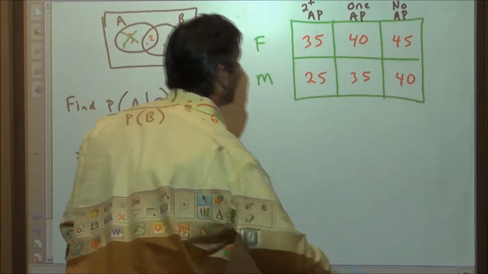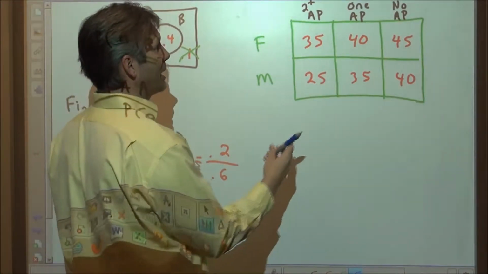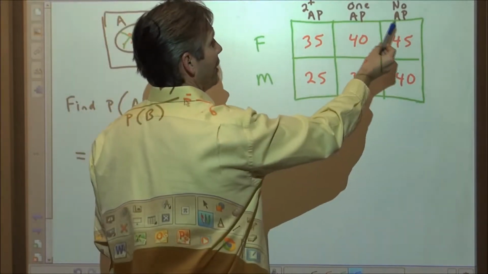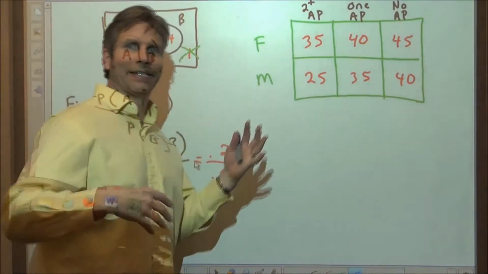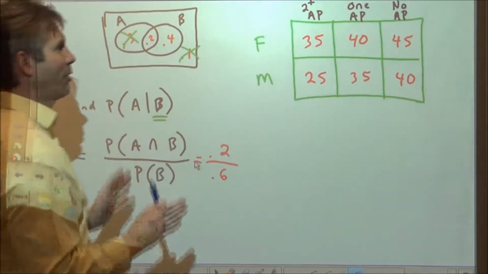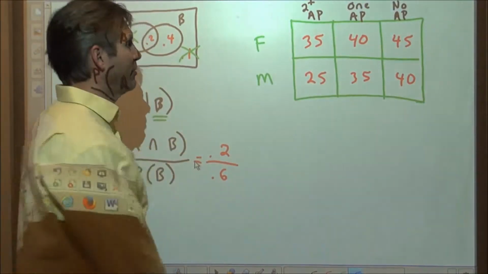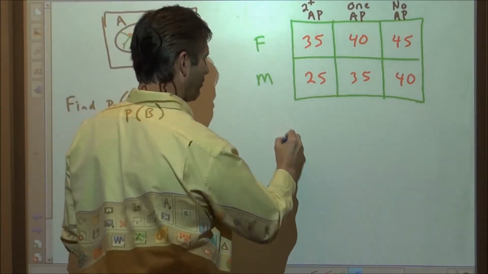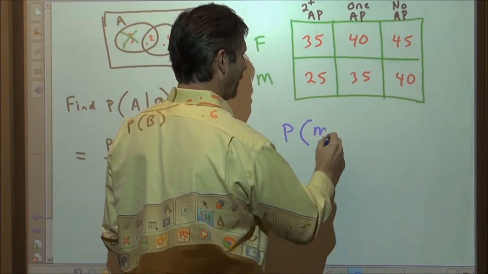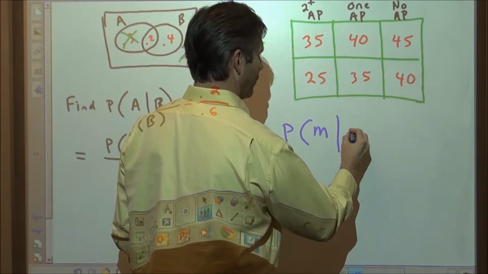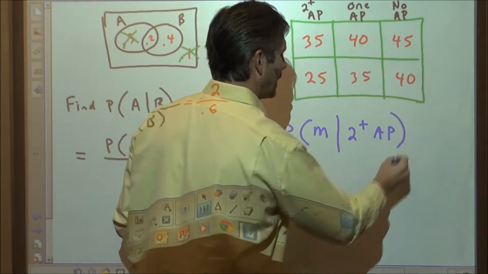Let's say we have female students and male students taking AP classes, either no AP, or one AP class, or 2 or more APs. Sorry guys, the gals are tending to outperform us in the real world. But anyway, let's suppose this is the data that we've collected, and we want to find the probability that we've selected a male given that the person we've selected has 2 or more AP classes.